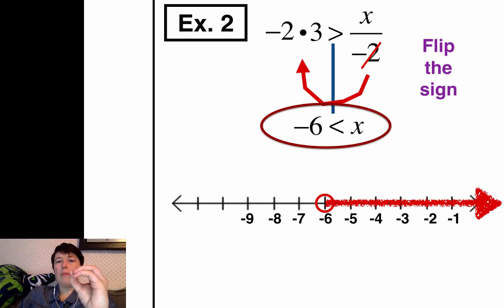Well, what about the hole? Am I going to fill it in or leave it empty? I'm going to leave it empty because there's no equal sign. It's not equal to -6, so it's everything greater than -6. So it stays empty, and this is my graph. I'm actually done at this point. I've got everything I need on there.